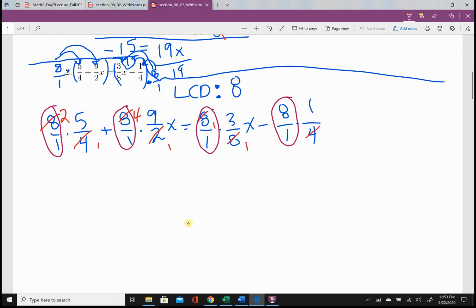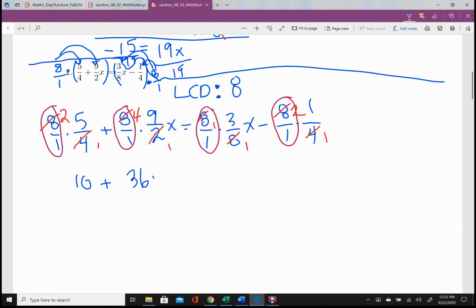And since we multiplied both sides by the LCD, there's not going to be any more denominators. See how all these denominators ended up turning into 1s? That is by design. We want that. We did that on purpose. So now for each term, look at what factors are left. Here in the first term, we have 2 times 5 left. That's 10. Plus 4 times 9 times x.